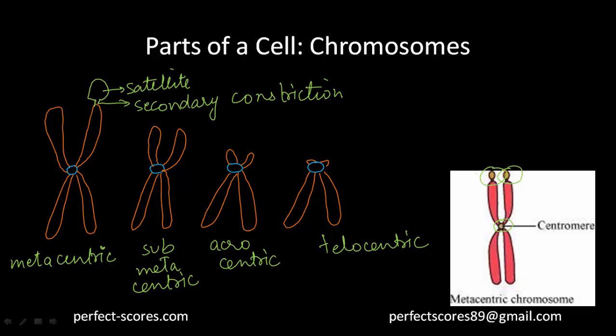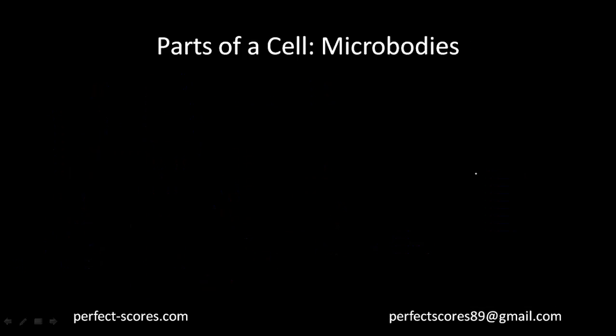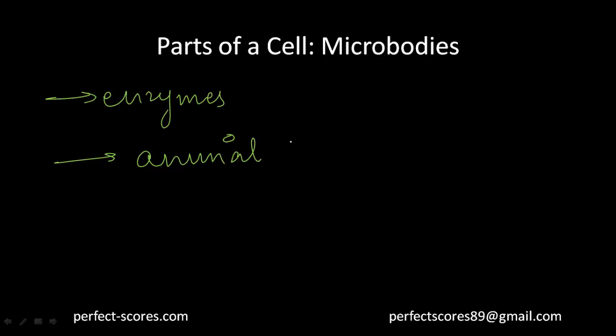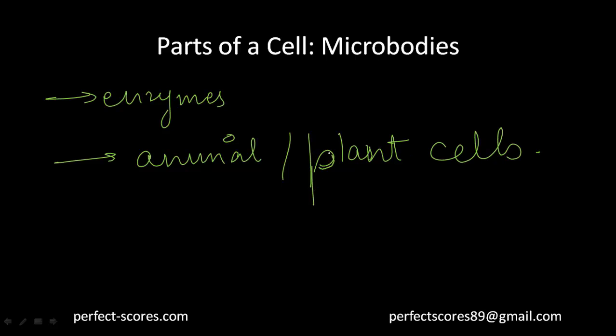So that was about the chromosomes, and the last part of the cell organelles is the microbodies. And these are nothing but membrane-bound minute vesicles. They contain lots of enzymes, and they're present in both animal and plant cells. So that is about the main cell organelles that we have discussed, and lots of organelles have been discussed in the previous video also, so don't forget to watch that one.